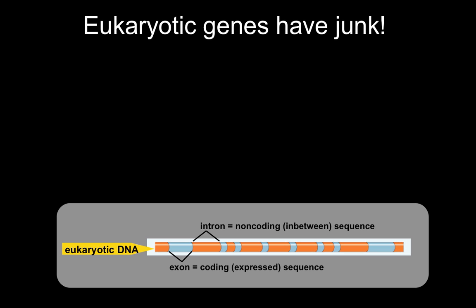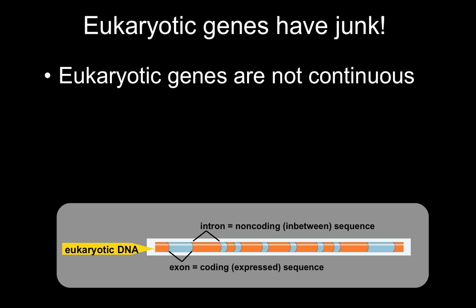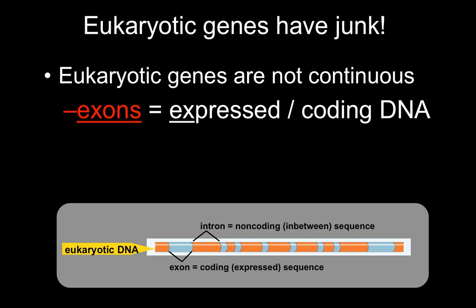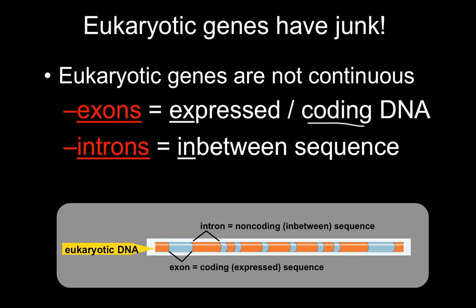Eukaryotic genes have some junk, and we don't really mean junk, we just mean that there are sequences that are coding that are going to make the protein and some stuff in the middle that aren't for that specific protein. So exons are the portions of the DNA that will be expressed, or in other words, they're the good stuff. They actually code for our particular protein. The introns are the sequences of DNA in between the exons.